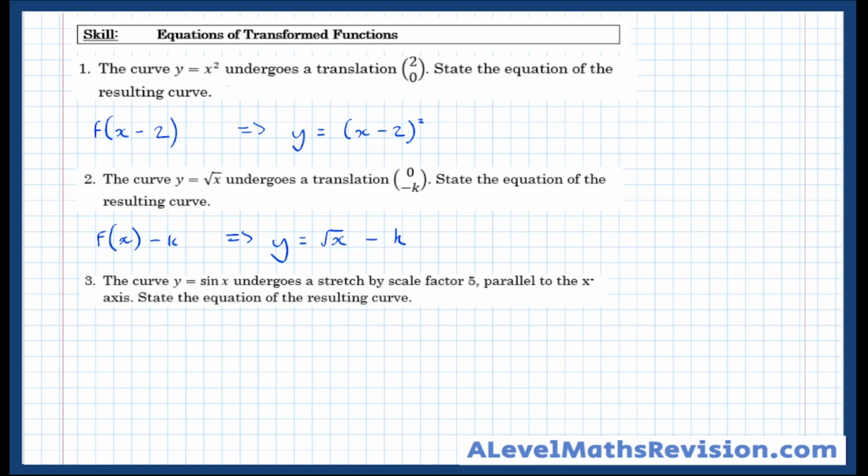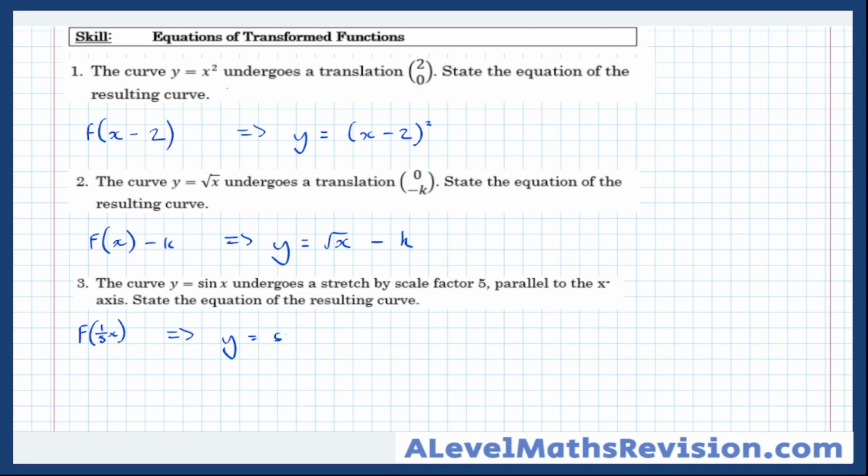Let's have a go at another. So we've got this one here. The curve y equals sine x undergoes a stretch by scale factor 5 parallel to the x-axis. State the equation of the resulting curve. Well, in function notation, a stretch is something where we times by something, and because it's happening parallel to the x-axis in the x direction, it's going to go inside the bracket. Now you must remember that inside is the opposite. So if we want to times something by scale factor 5, if it's happening on the inside, we need to find a fifth of x. That's a stretch by scale factor 5 parallel to the x-axis, which means that y equals sine of 1/5 x.